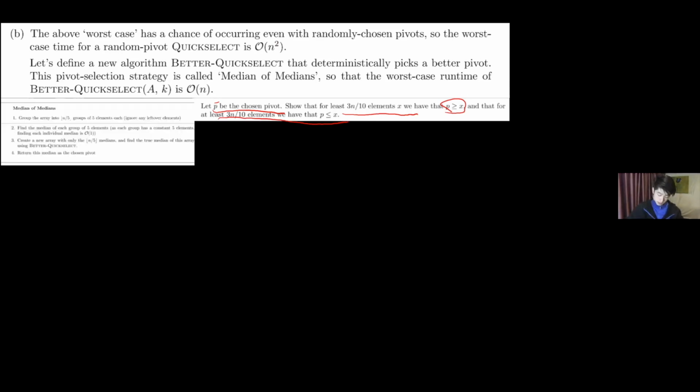Yeah, so the problem is: let P be a chosen pivot using the median of medians algorithm. And we want to show that P is greater than a certain number of elements, and P is also smaller than a certain number of elements. So here's the algorithm for reference. And now I suppose let's draw this thing again. A is equal to this guy, length n.